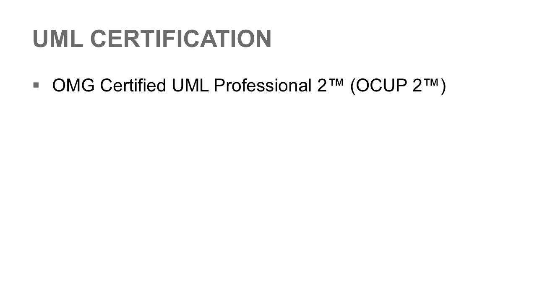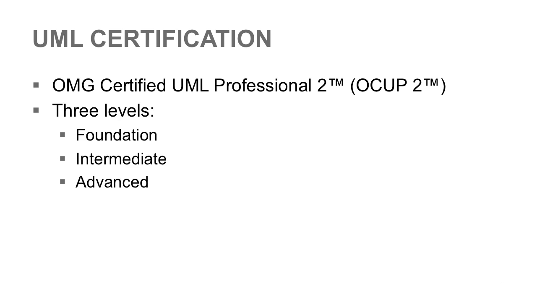The OMG has developed a professional certification program for UML, known as the OMG Certified UML Professional, OCUP. The first version was quite theoretical, and version 2, which is relatively new, has more of a focus on practical usage of UML. The certification is assessed at 3 levels: Foundation, Intermediate and Advanced. At the time of recording this video, only Foundation has been upgraded to version 2, so Intermediate and Advanced certification are still based on the old syllabus.